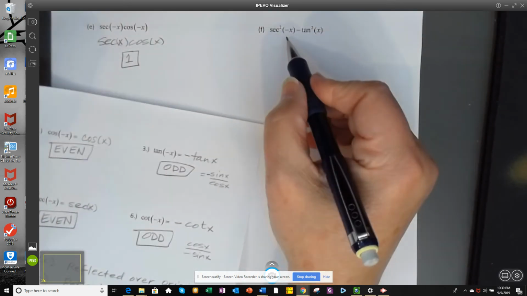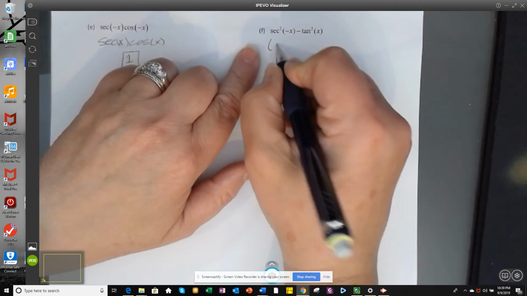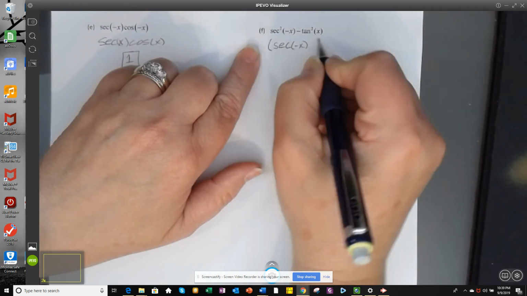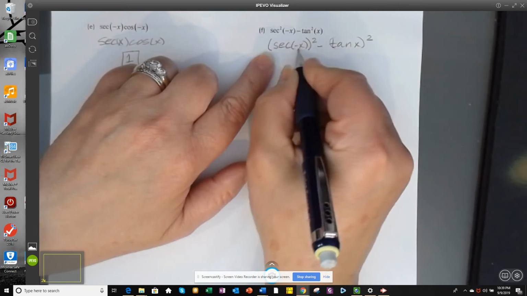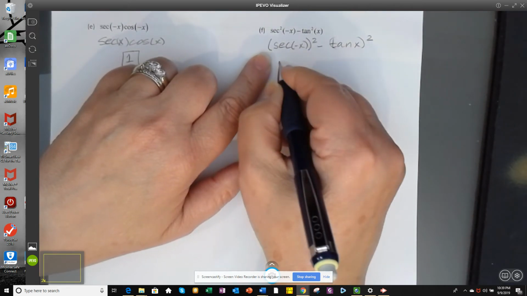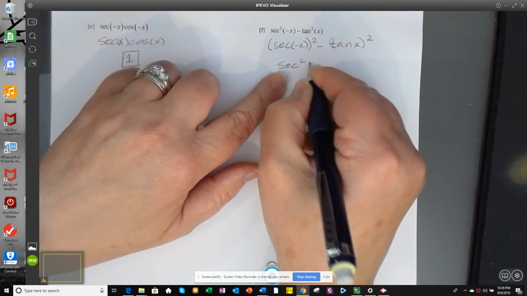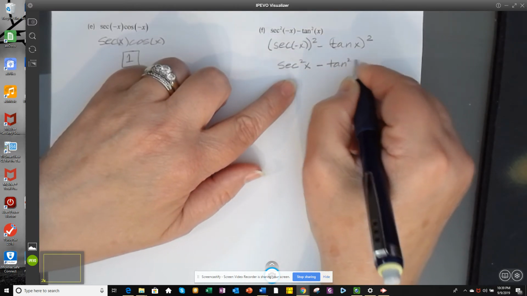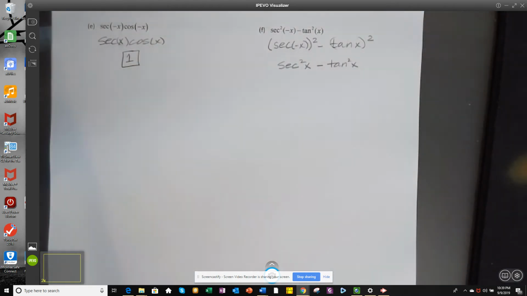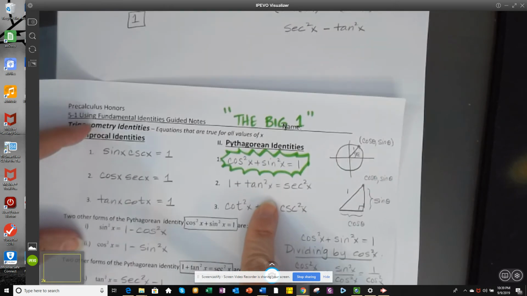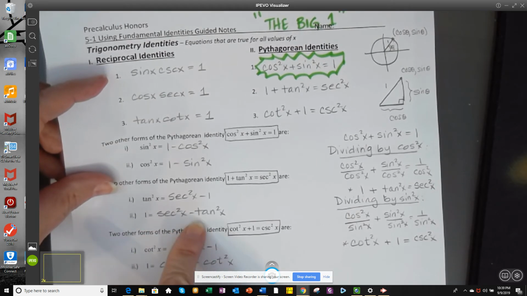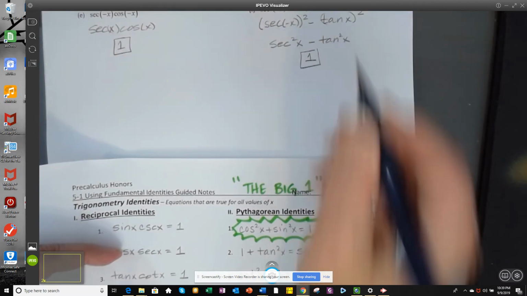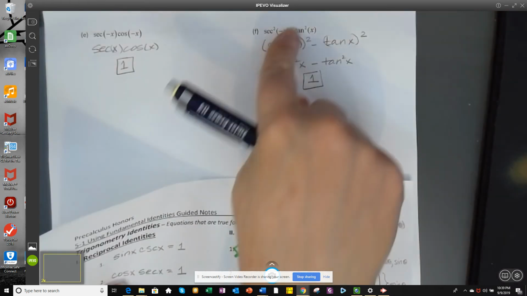Okay. Now, this is secant of negative x squared minus tangent of x quantity squared. Now, this is an even function, so I can drop the negative. So I can say that this is secant squared of regular x minus tangent squared of regular x. And that we've seen before in our identity sheet here. If you solve for 1 using the other form of the Pythagorean identity, secant squared x minus tan squared x is 1. So that is, of course, simpler than what we started with up here for f.